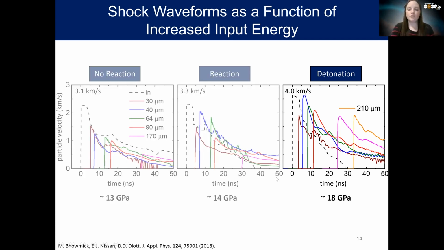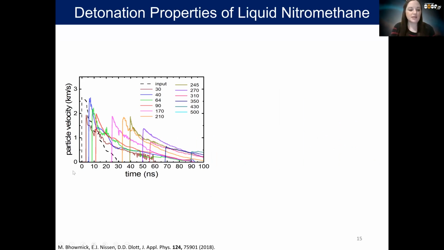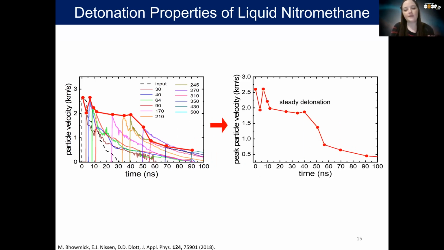Now, if we take a further look at some of these detonation properties, what I'm going to show you on the next slide is this exact same figure, just extended out into space and time. So once again, this is particle velocity as a function of time. We're just going out to 100 nanoseconds and about 500 microns now. Now, this can be a little bit difficult to look at because there's lots of overlapping waveforms and lots of colors. So what I like to do is just pick out the peak particle velocity and plot that as a function of time instead. And that way we can see some of these dynamic effects that are happening.